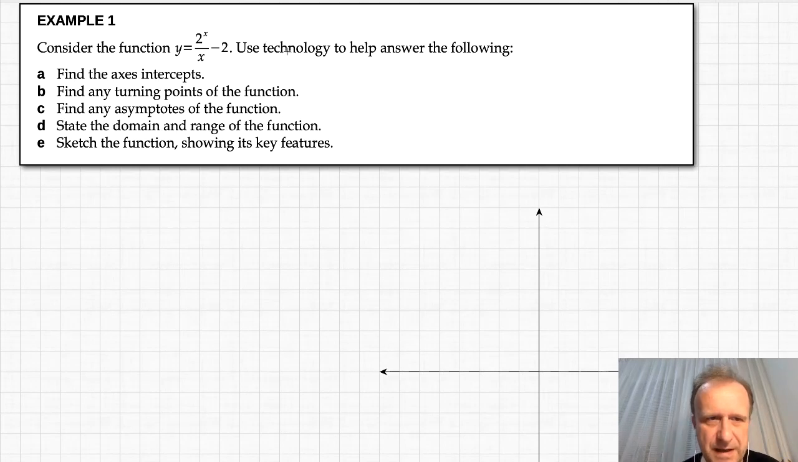So find the axis intercepts. So let me write it down. This is part A of this exercise. In part A I have the axis intercepts. So there were only x-axis intercepts.